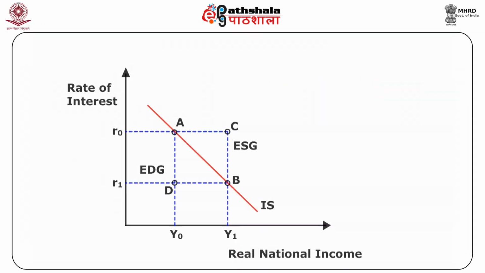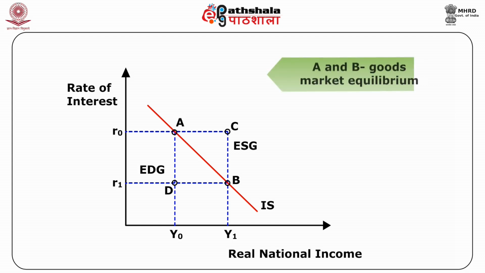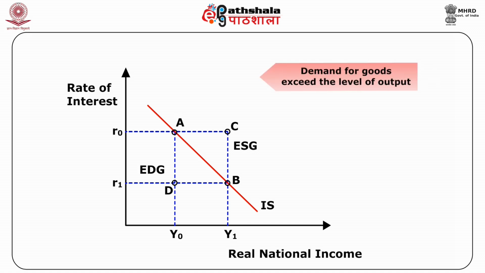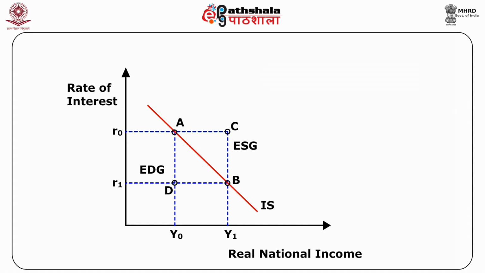In the figure, consider the points of the IS curve. Points A and B on the IS curve are the points of goods market equilibrium. If we compare point A to point D, at point A the level of income is the same as at point D, but the interest rate is lower. Therefore, the demand for investment is higher than at point D and the demand for goods is higher than at D. This means that demand for goods exceeds the level of output, so there is an excess demand for goods.